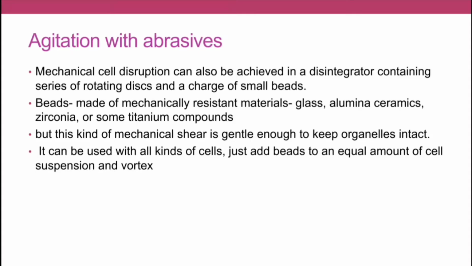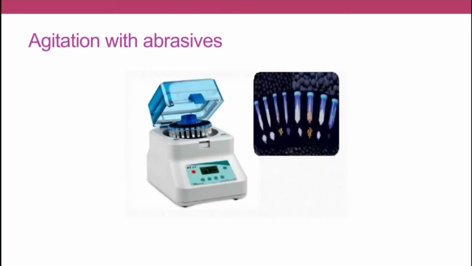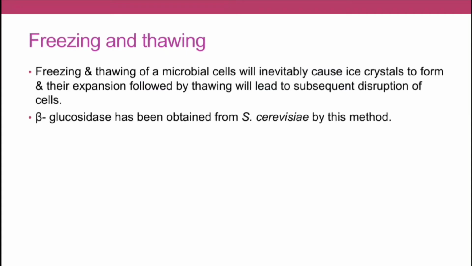We just add the beads to an equal amount of cell suspension, and vortex or centrifuge it so that the agitation is carried out, which removes the cell inclusions outside the cell. So this is the agitation with abrasives. Agitation is carried out in a centrifuge-like machine, and inside you can see the beads which are being used for creating the pressure. These are the abrasives.